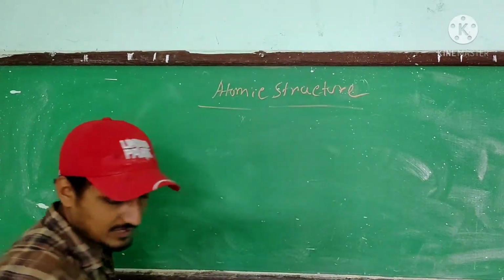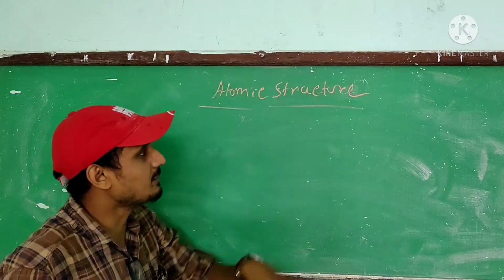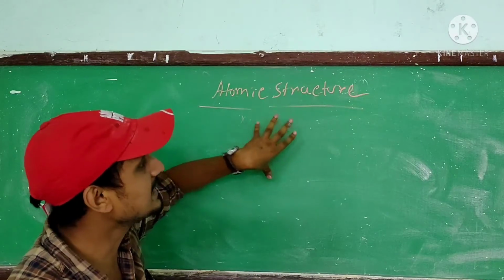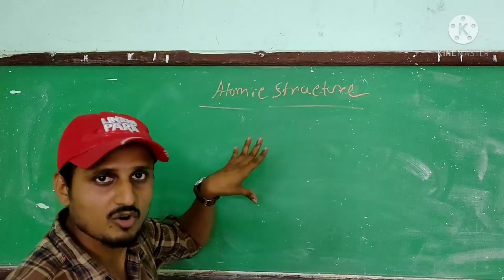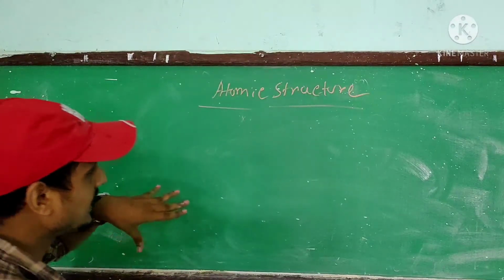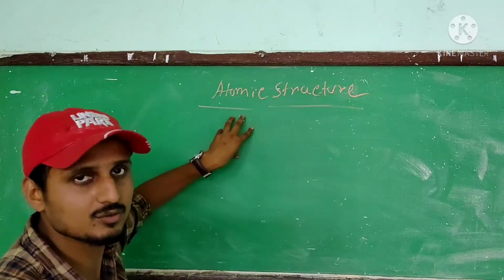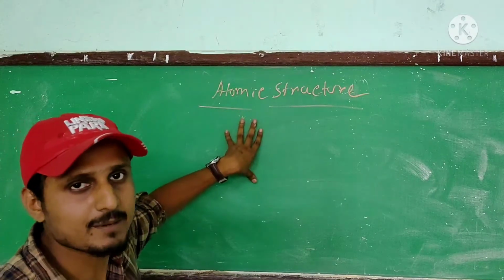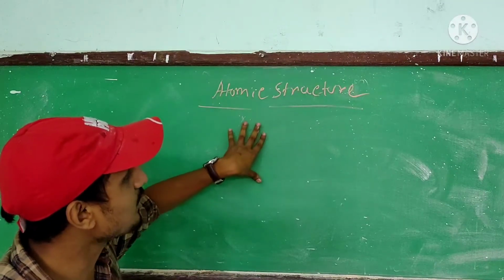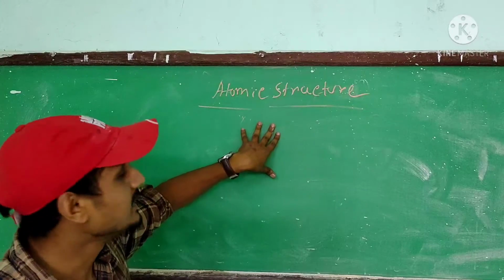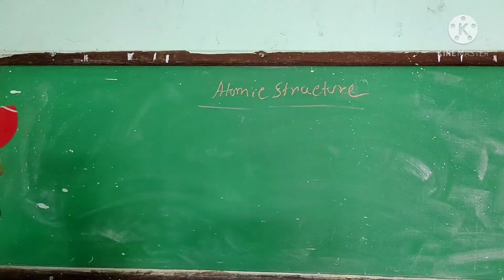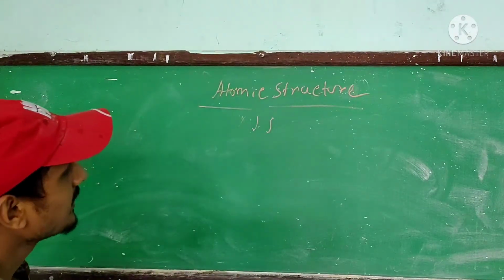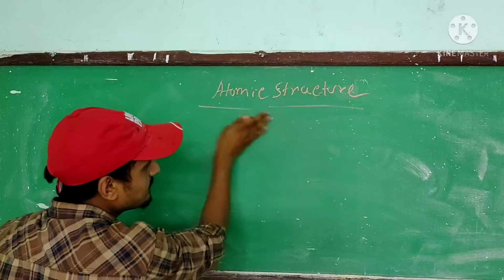Last day I told you that William Crookes first told about the electrons. That means he observed and confirmed that an atom contains electrons. After that, a scientist whose name is Goldstein first told about the proton, that means observed the presence of protons in an atom.